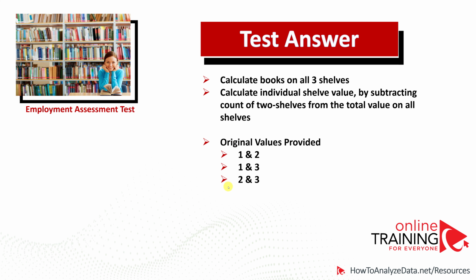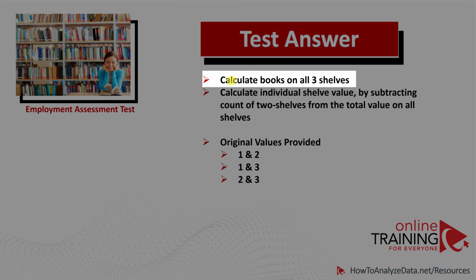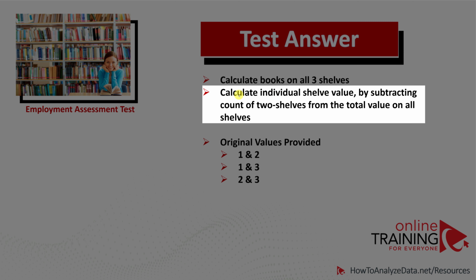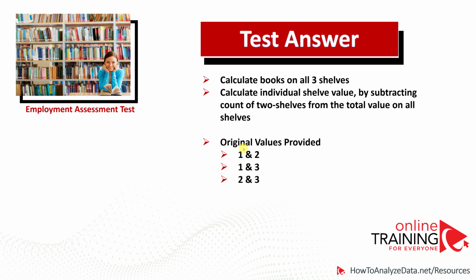What's interesting about this is that each bookshelf is used twice in the calculation, which means that when we add up all 3 values, we will get to the double value of books on all 3 shelves. And that's the key to solving this challenge. We first calculate the number of books on all 3 shelves by doing the sum of the values and then dividing it by 2. In the second step, we can calculate individual values on each shelf by subtracting the pair counts that are given to us from the total.